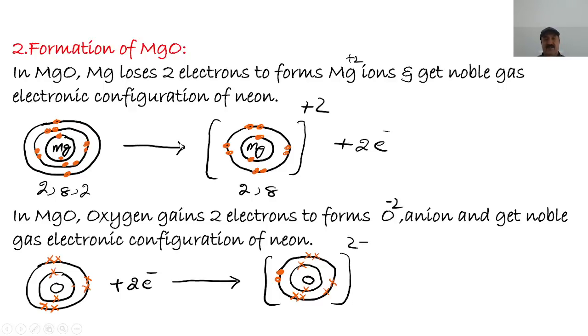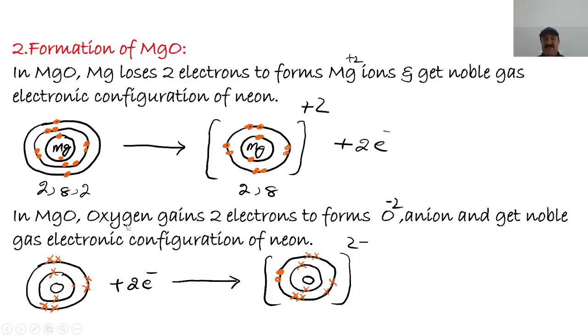So when it loses these 2 electrons, it forms Mg with 2 electrons in the first shell and 8 electrons in the second shell. Total there are now 10 electrons. So 10 electrons are in neon, which is a noble gas. So Mg 2 plus.